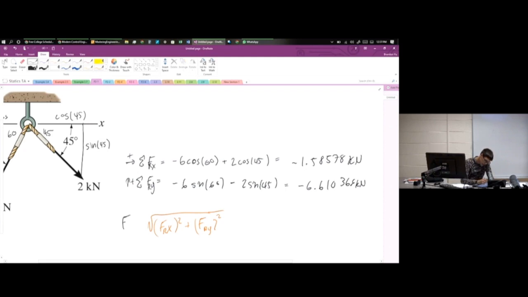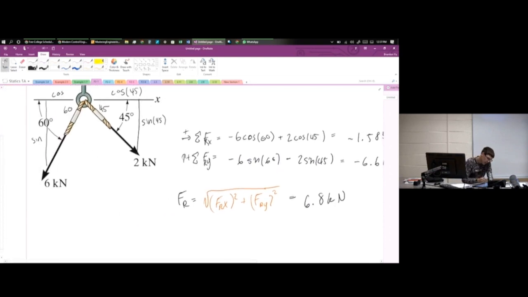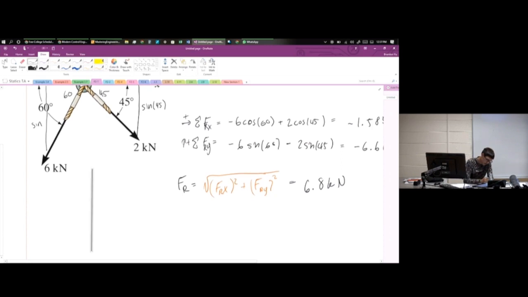So your FR is going to be this, right? When you plug them in, you are going to get 6.8 kilonewtons, right? So if I have the x and I have the y, right? It's going to be your y, it's going to be your x.